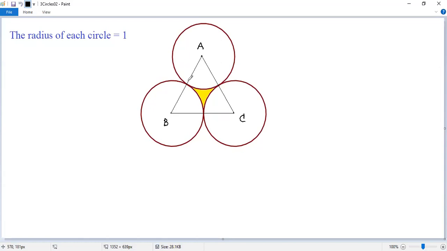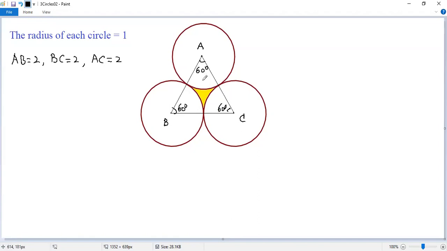And the radius is 1. That means the side AB equals 2. Similarly, the side BC equals 2. And AC again equals 2. That means the triangle is an equilateral triangle. All angles are the same: 60 degrees, 60 degrees, 60 degrees.